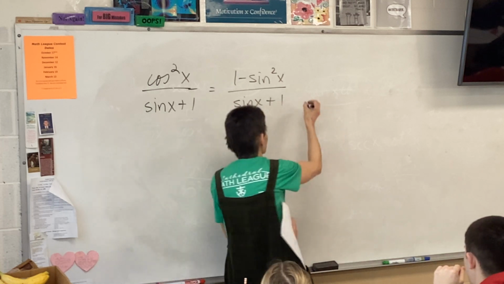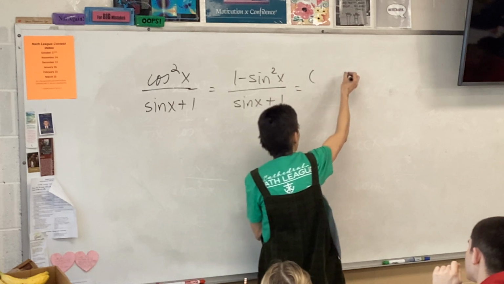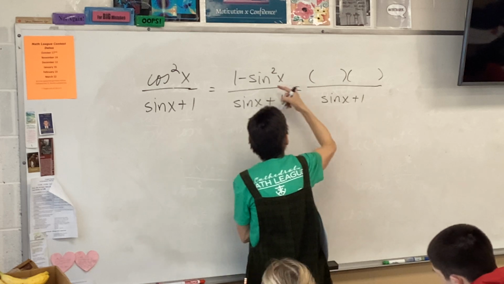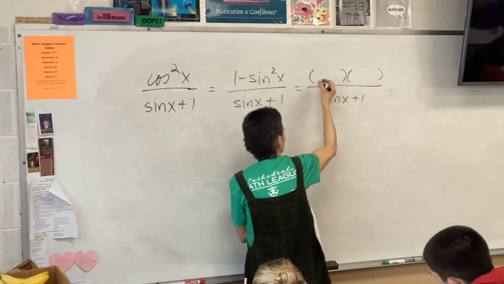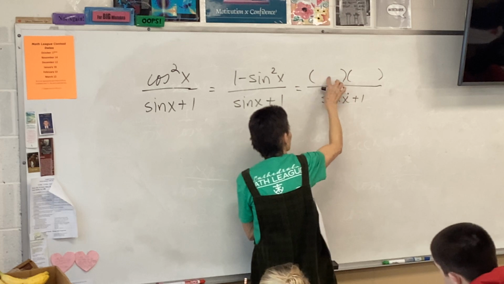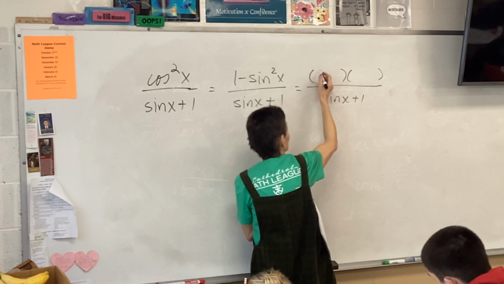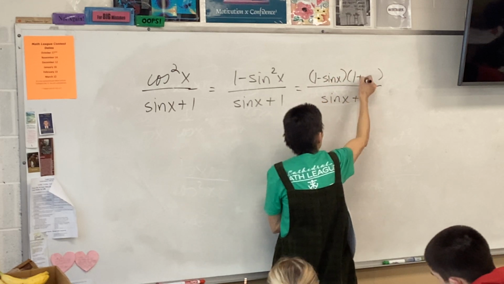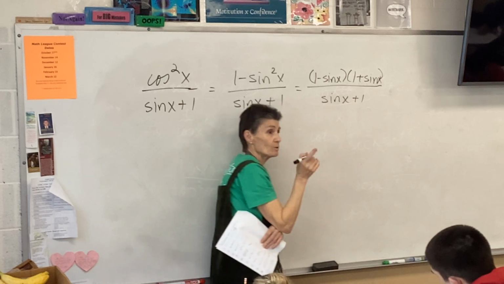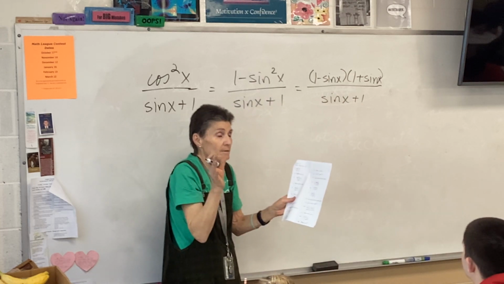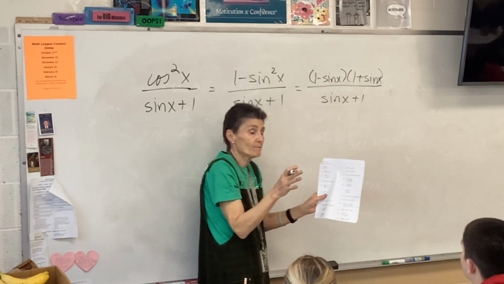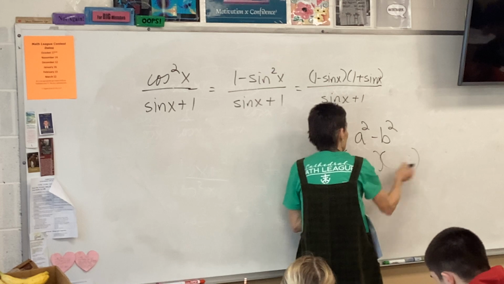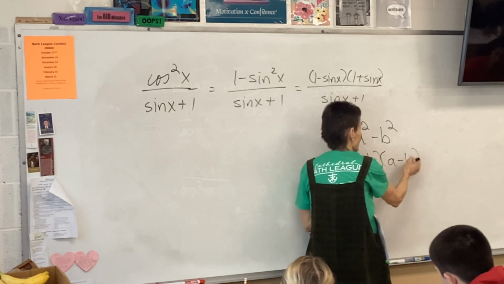Difference of squares. How does that factor? 1 minus sine squared. How does that factor? Come on, guys. How does the difference of squares factor? 1 minus sine, 1 plus sine. Okay, we went through this yesterday. I'm going through it again and then I'm done. Okay, this is first year algebra. You learned it in first year algebra. A squared minus b squared is a plus b, a minus b.